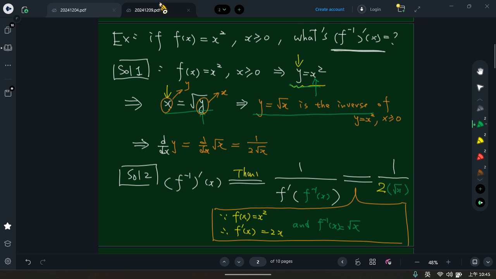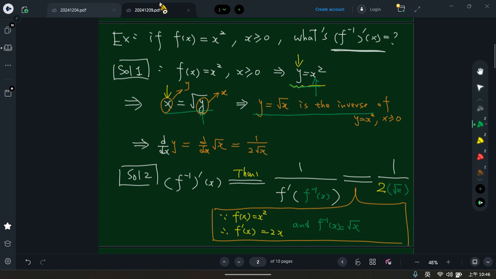One is here, one is here. The only difference is for the solution 1, we just get its inverse first, then differentiate it. The solution 2, we just follow the theorem 1 to get its derivative. So finally, you can see both of them have the same result. Okay.